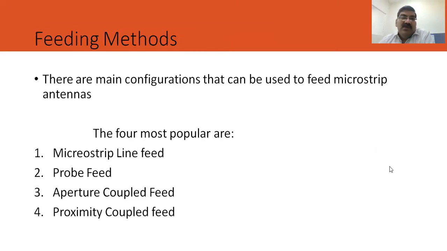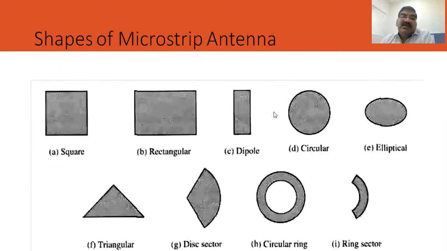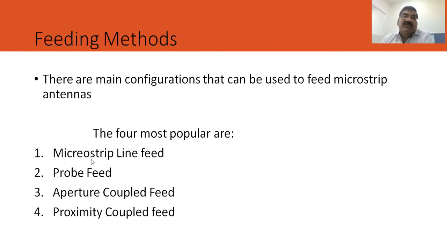Now, the feeding methods. Now this antenna here is fed here. Okay, this is the input given to the antenna. Now for microstrip antenna, there are some different feeding methods. So these four different feeding methods are there for various applications, based on the requirement of the application. They can use these four different techniques. We'll discuss these four.